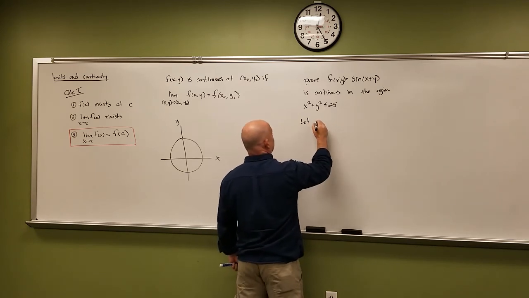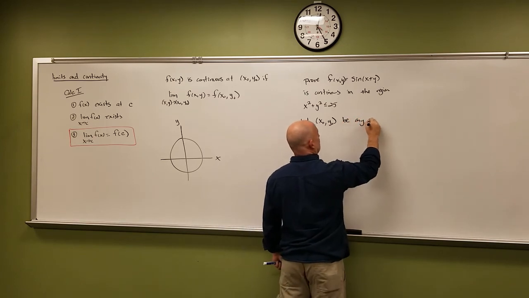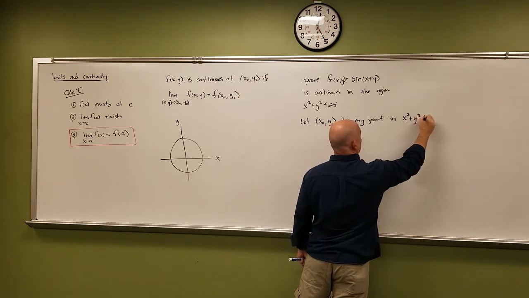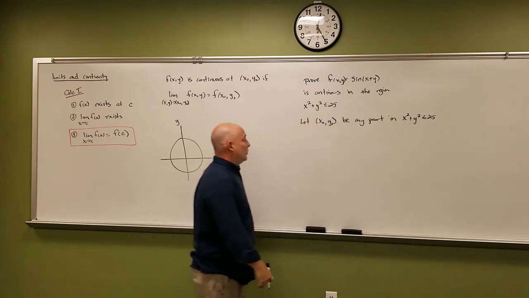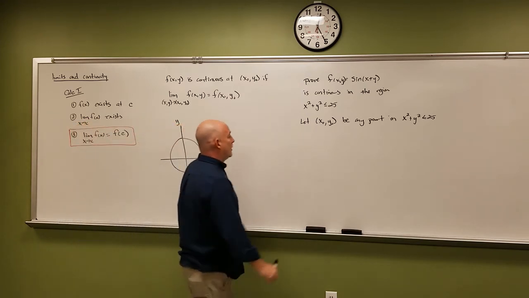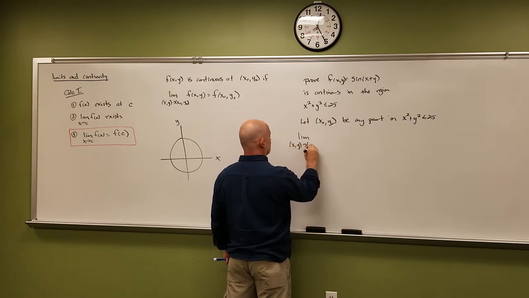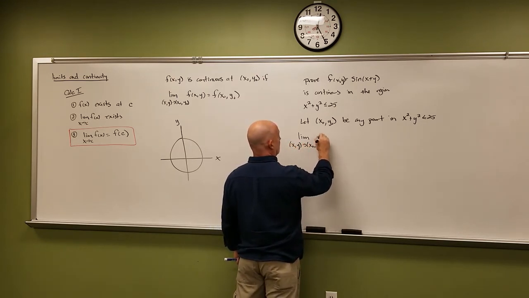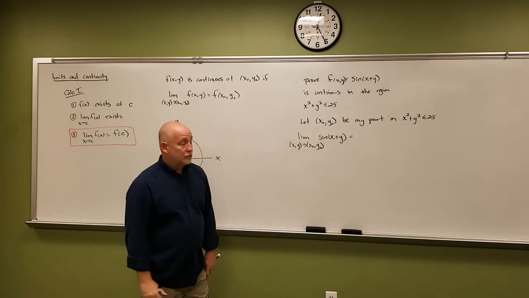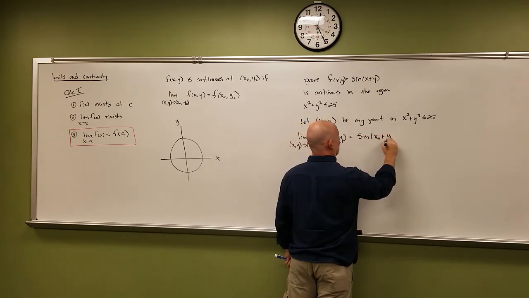Let x naught, y naught be any point in x squared plus y squared less than or equal to 25. So basically we're just saying, I'm going to pick an arbitrary point, any point somewhere inside that circle. Then I'm going to take a look at the limit as xy approaches x naught, y naught of our function. Now we always try direct substitution first, and of course if I do direct substitution, this is just the sine of x naught plus y naught.